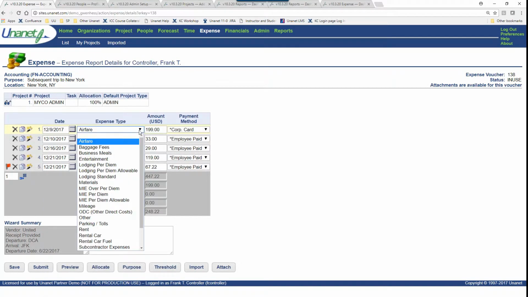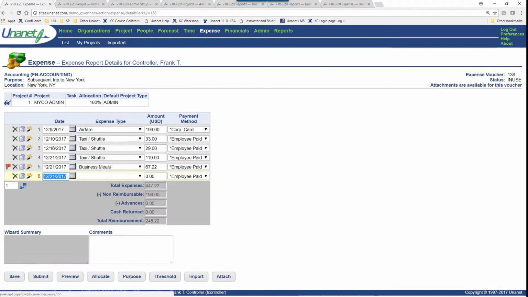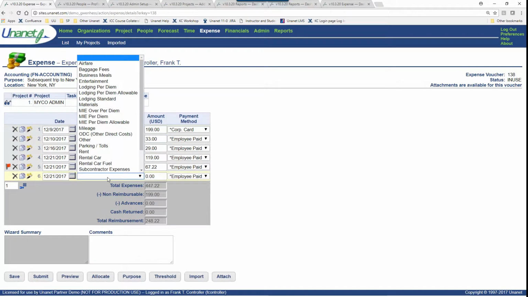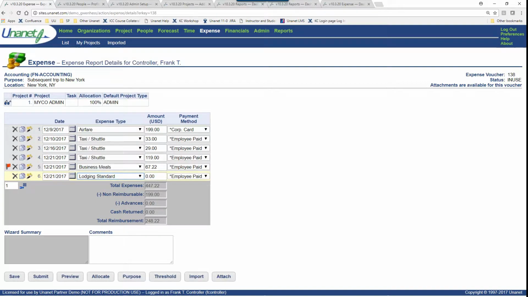The other thing is understanding and documenting for your users, because some people use all of these different flavors of lodging expense types, and some only use certain ones. You'll want to know what you actually need for your individuals. I'm going to focus on the lodging ones just to give you some examples.